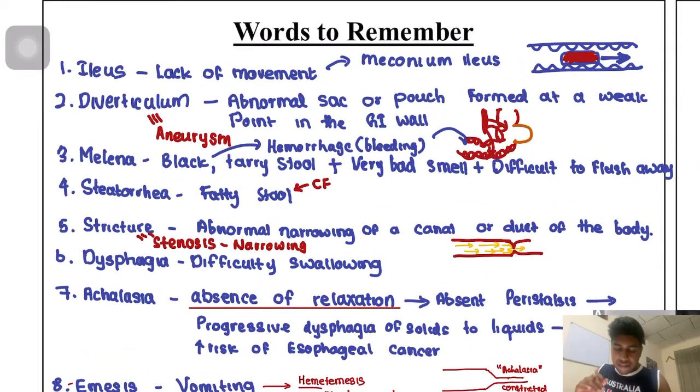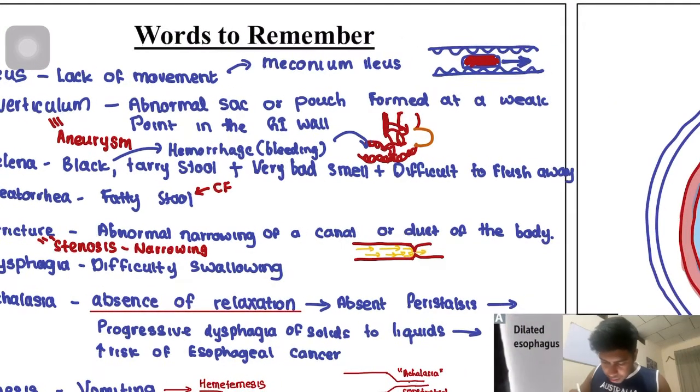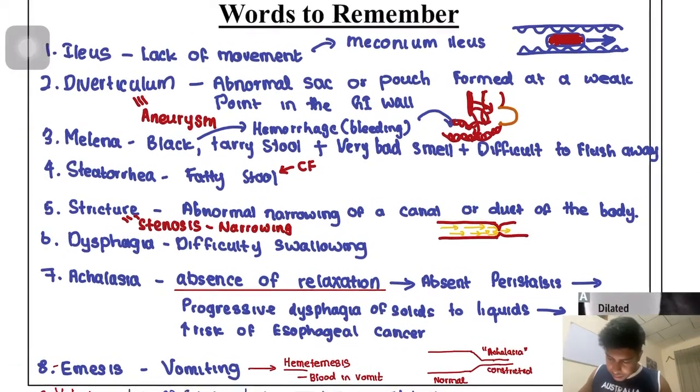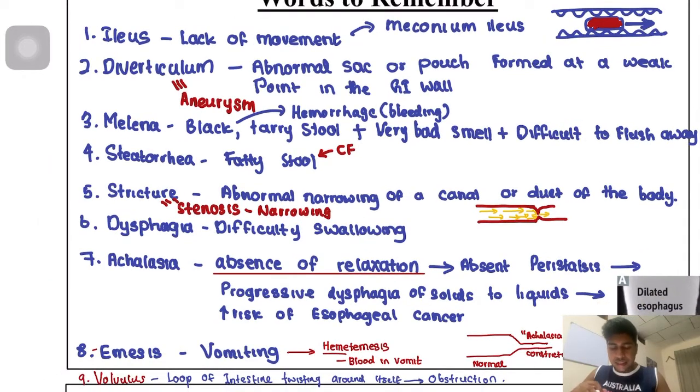Next, a diverticulum. This is similar to an aneurysm. The same concept, it's a blind-sided abnormal pouch formed at a weak point in the GI wall. Okay? Next, this word is a clinical word. You hear this in the clinic.